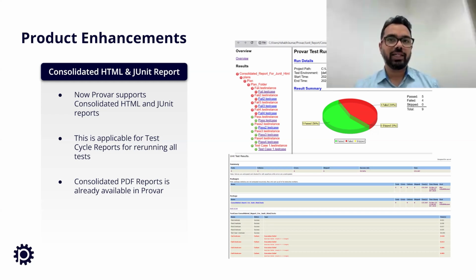When you are rerunning the failed test cases multiple times and want to see the final report in the consolidated format, that's where we are coming with this enhancement for HTML and JUnit as well. So now all three formats have the consolidated report: PDF, HTML, and JUnit. So this is also available as a part of this release.